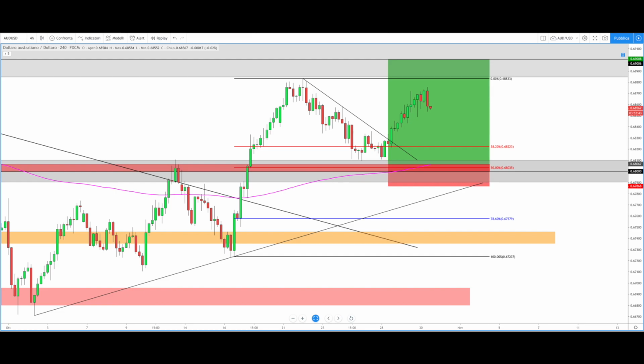Now, today we will talk about 4 pairs: Australian dollar US dollar, a little analysis on Euro Australian dollar, Euro Japanese yen, and finally GBPUSD. So now we can start with Australian dollar US dollar on the 4-hour time frame.